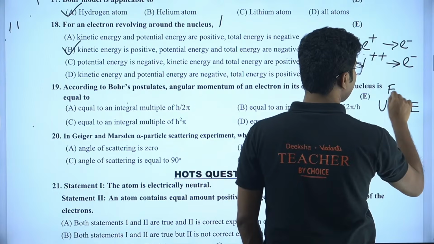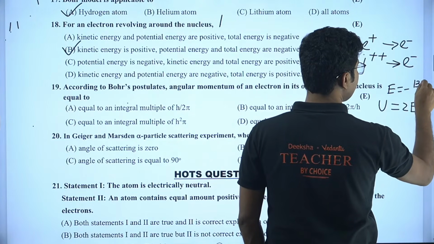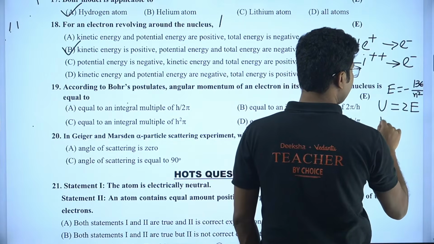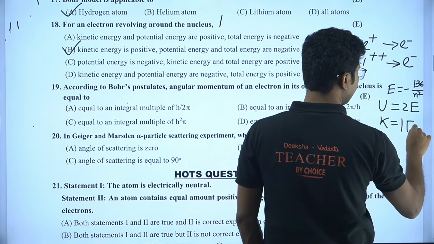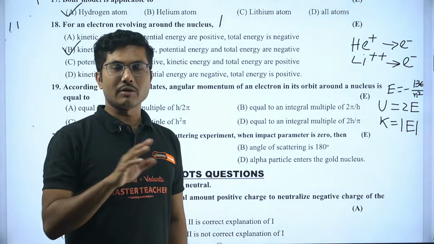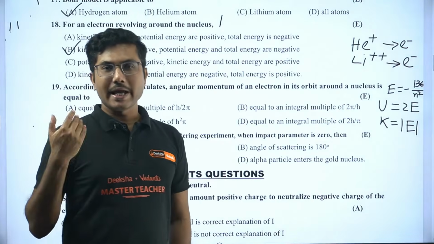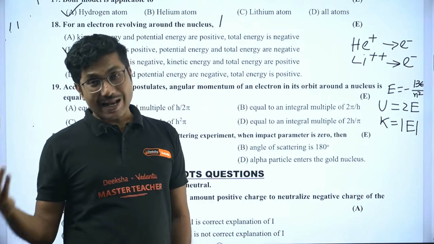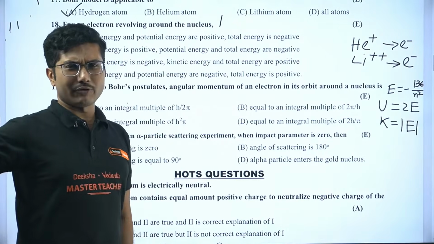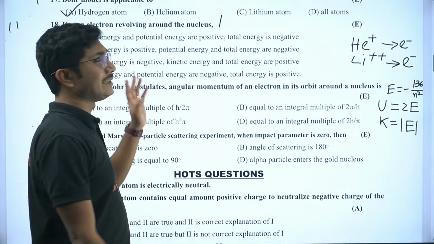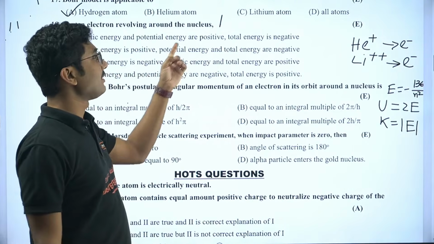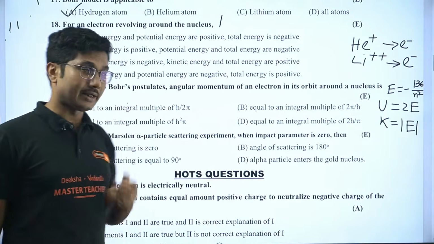Total energy is given by minus 13.6 divided by n square. And kinetic energy is the magnitude of total energy. Kinetic energy cannot be negative. Remember that kinetic energy cannot be negative at all, because kinetic energy is half mv square. m cannot be negative. v can be negative, but v square will always be positive. So kinetic energy is always positive, no matter what. For any system, kinetic energy cannot be negative. Potential energy and total energy are negative, because potential energy is negative. If you add these two, then only total energy can be negative, right?